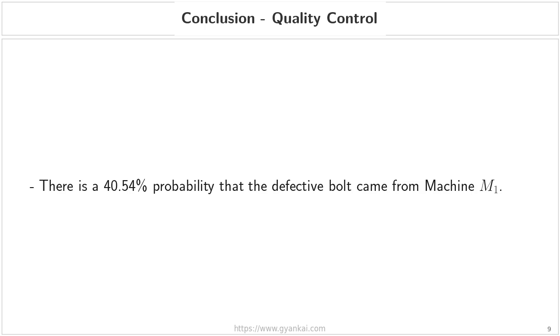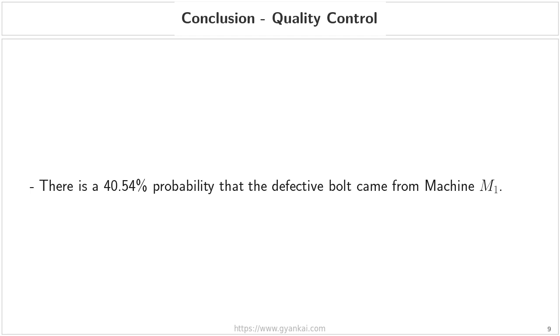Conclusion: quality control. So, let's take a look at what this result actually tells us. After performing all those calculations, we have found that there is a 40.54% probability that the defective bolt was produced by machine 1. Now, you might notice that even though machine 1 produces the largest share of our total bolts, the probability isn't overwhelmingly high.